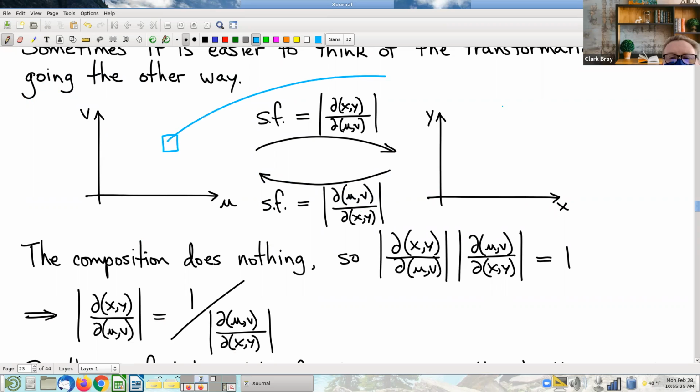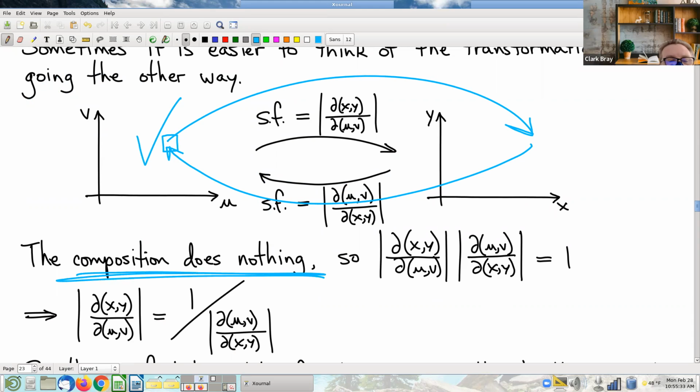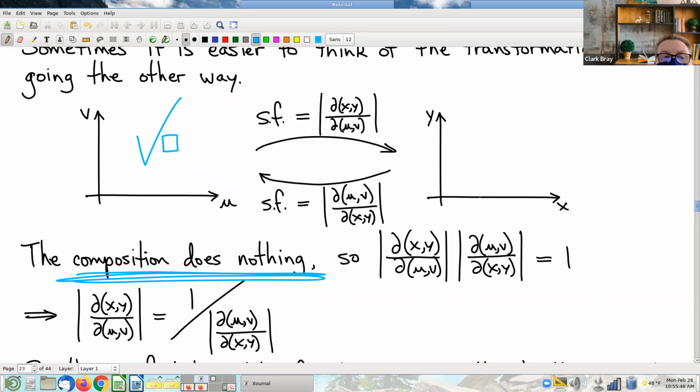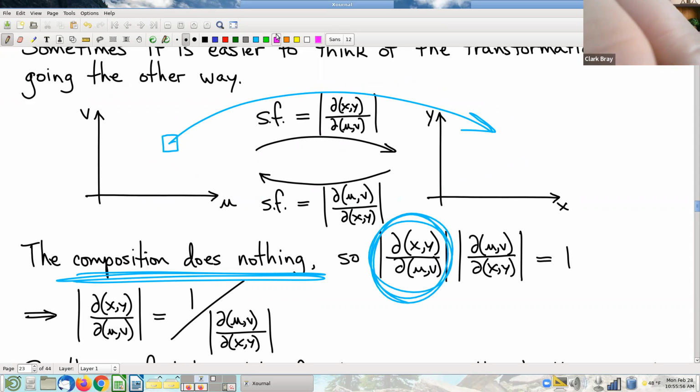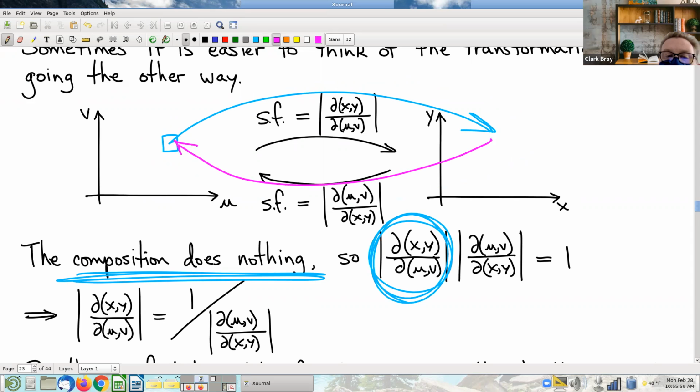What happens if I look at its image and then whatever that is, I look at its image coming back the other way? Well, it's the exact same thing. If I take a little rectangle, push it forward, pull it down, I get the same rectangle, right? Doing a function and then doing the inverse accomplishes nothing. On the other hand, pushing it forward multiplies the area by this, and pushing it the other way multiplies the area by that stretching factor.